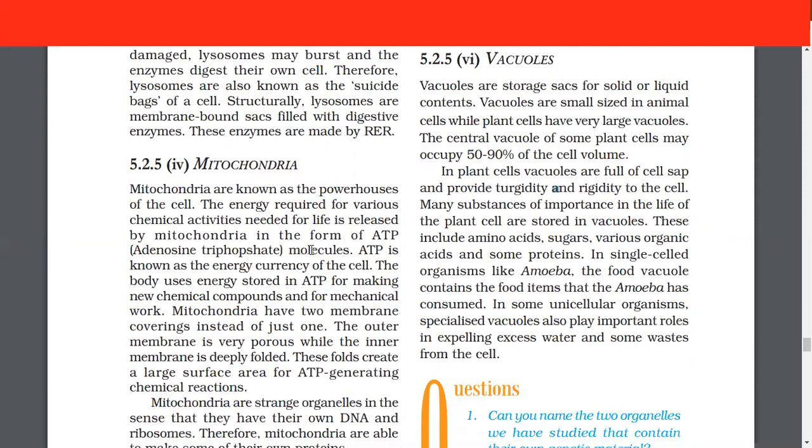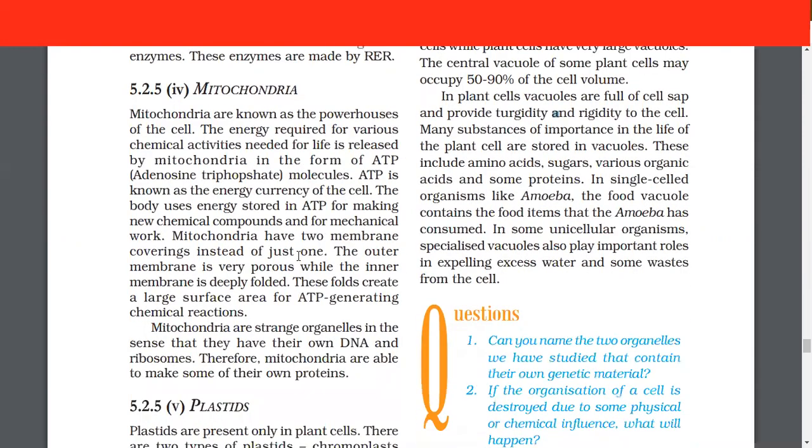Mitochondria. Mitochondria are known as the powerhouses of the cell. The energy required for various chemical activities needed for life is released by mitochondria in the form of ATP molecules. ATP is known as the energy currency of the cell. The body uses energy stored in ATP for making new chemical compounds and for mechanical work.